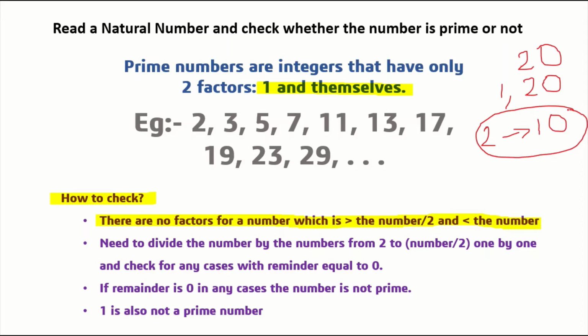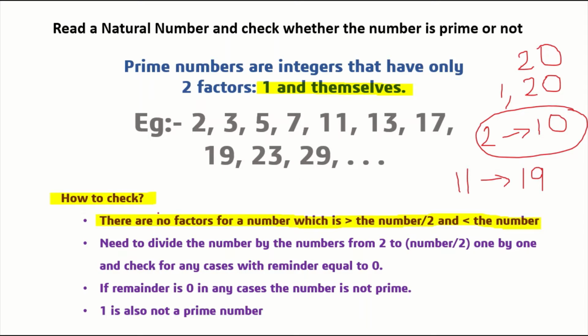There are no factors between 11 and 20. So there are no factors for this number 20 from 11 to 19. That means we need to divide and check only the numbers from 2 to 10. Anyhow, we know the number itself and 1 will be a factor for this number. And we need to check only for the numbers between 2 and the number by 2.